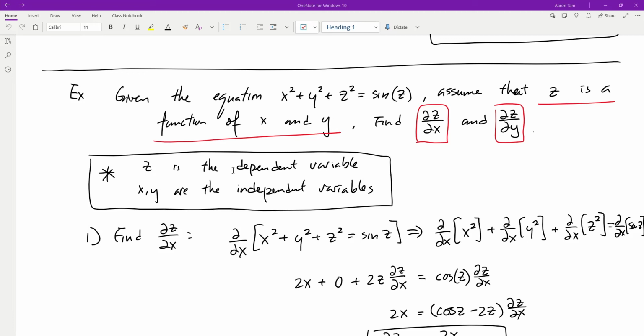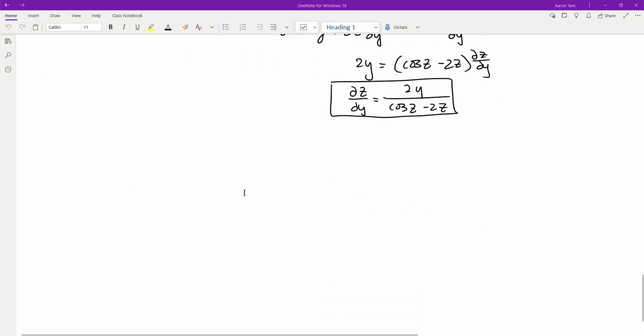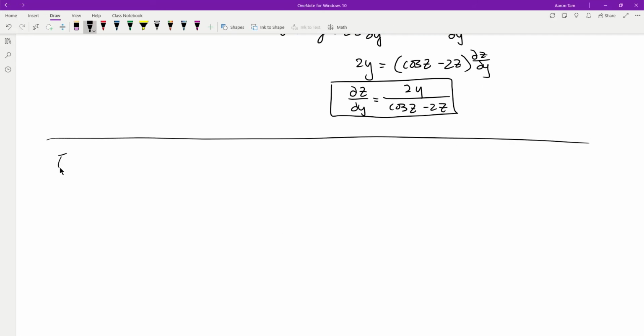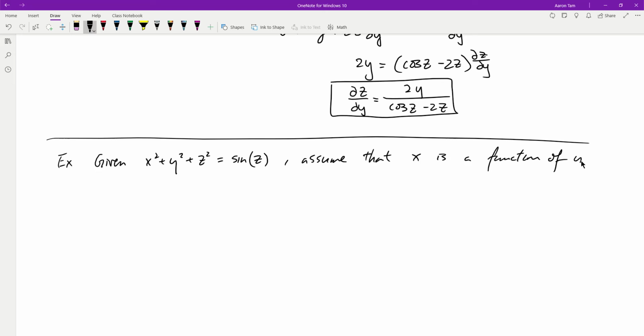So I'm going to do basically the exact same problem, but I'm going to define the function in a different way, and you will see that you will get completely different answers. So imagine we have the same equation. Let's say, given x squared plus y squared plus z squared equal to sine z. But this time we're going to assume that x is a function of y and z, and therefore that changes the partial derivative we're looking for. So now I'm going to ask you to find dx over dy and dx over dz.